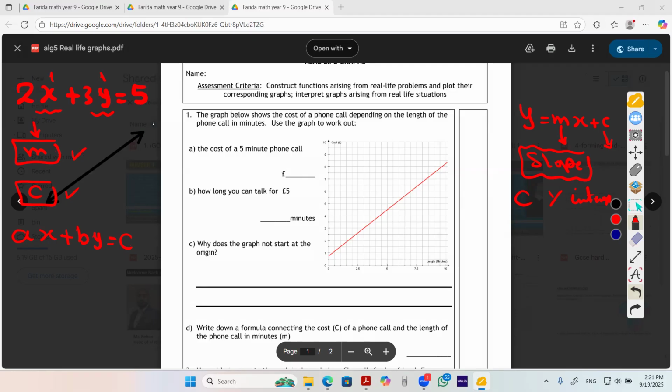Look, you do 5 divided by 3. 5 divided by 3. What does this give you? Does this give you m or c? It gives you m. Gives you m? No, that's wrong. Oh no, it gives you c.